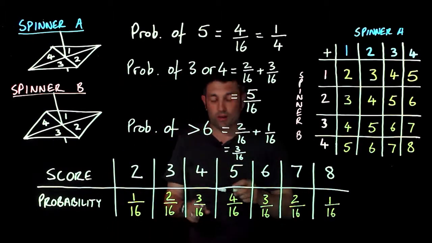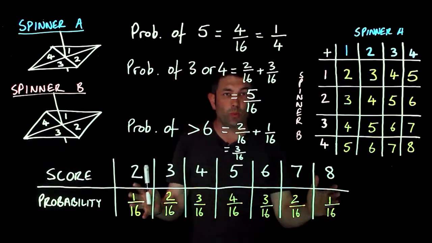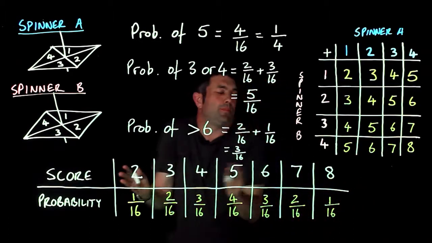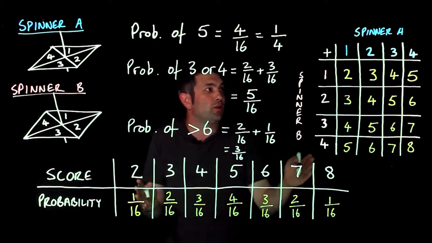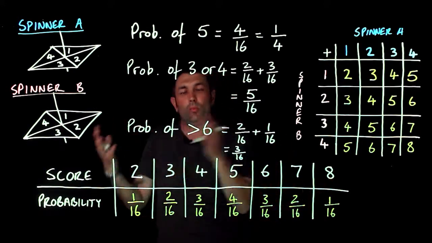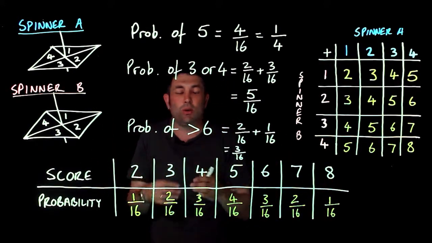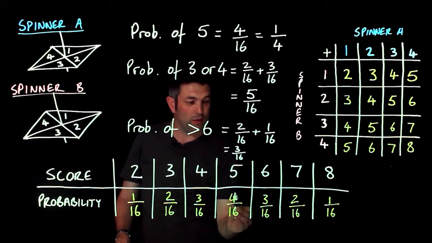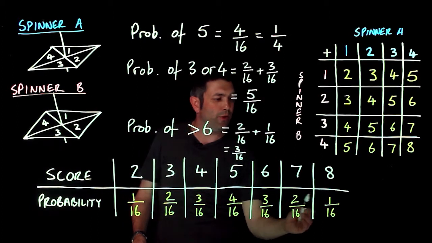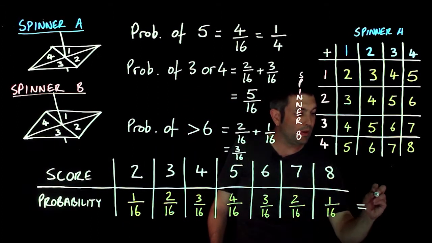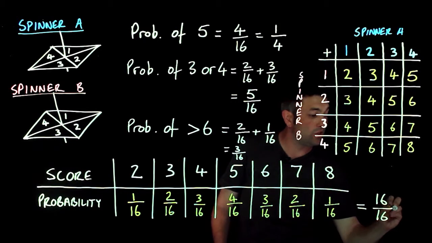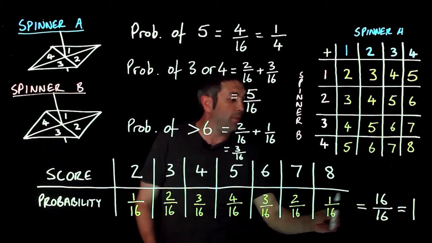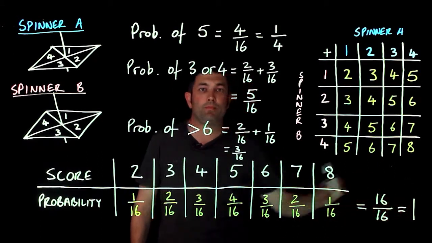Now, the last thing we've got to do is just check that we've got all the right answers. Now, these should all add up to 1. Basically, it's certain that we're going to get a score between 2 and 8, isn't it? And when we do certain and impossible, the probability of certain is 1. So we've got 1, 3, 6, 10, 13, 15, 16. So if I add all them up, it comes to 16/16, and 16/16 is a whole. So our little check can be add all these up and make sure they come to 1.